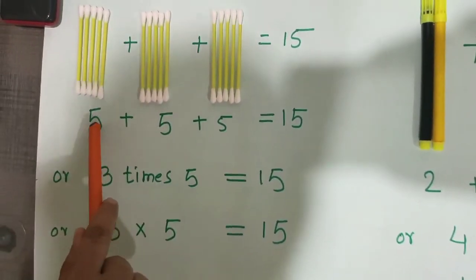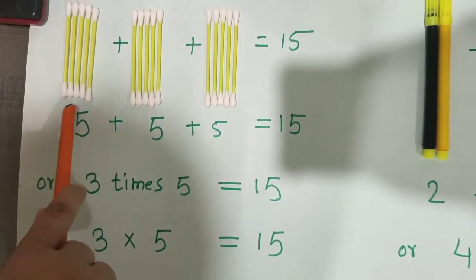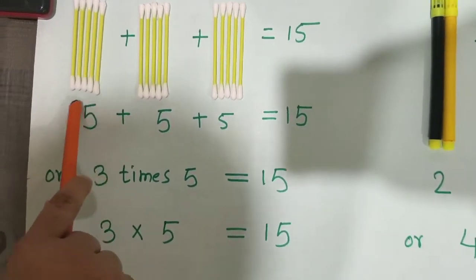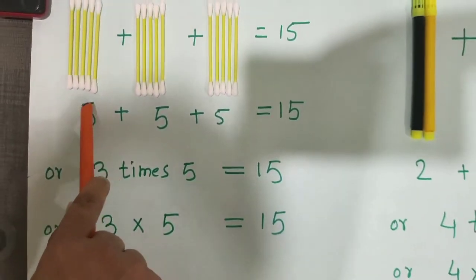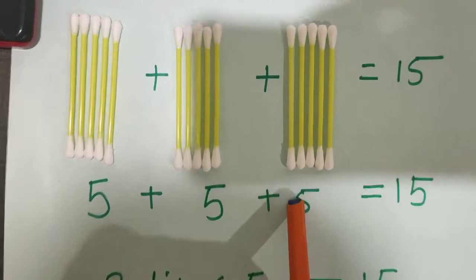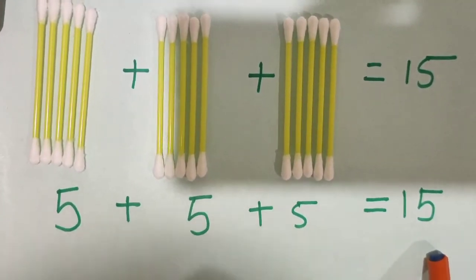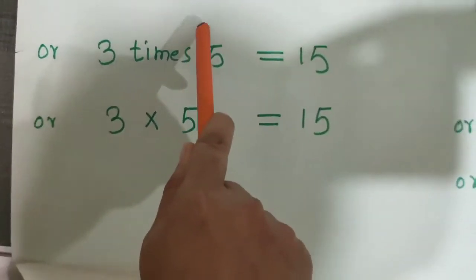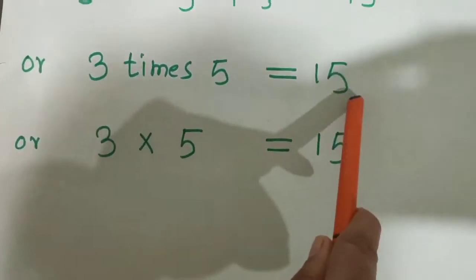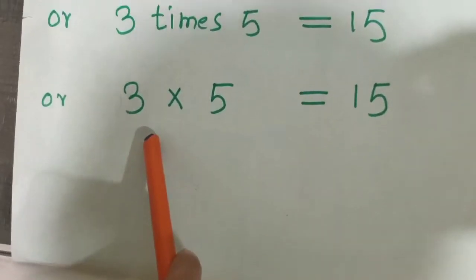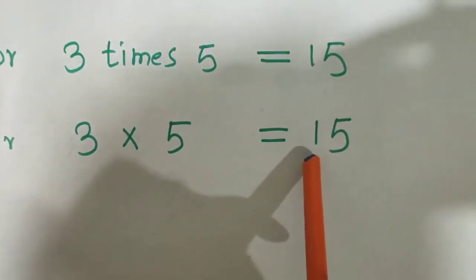Here I have earbuds, 5 earbuds, 1 2 3 4 5. In each set here 5 earbuds are here. 5 plus 5 plus 5 is equal to 15. Okay. Now instead of writing 5 plus 5, I have written 3 times 5 is equal to 15, or 3 multiplication 5 is equal to 15.